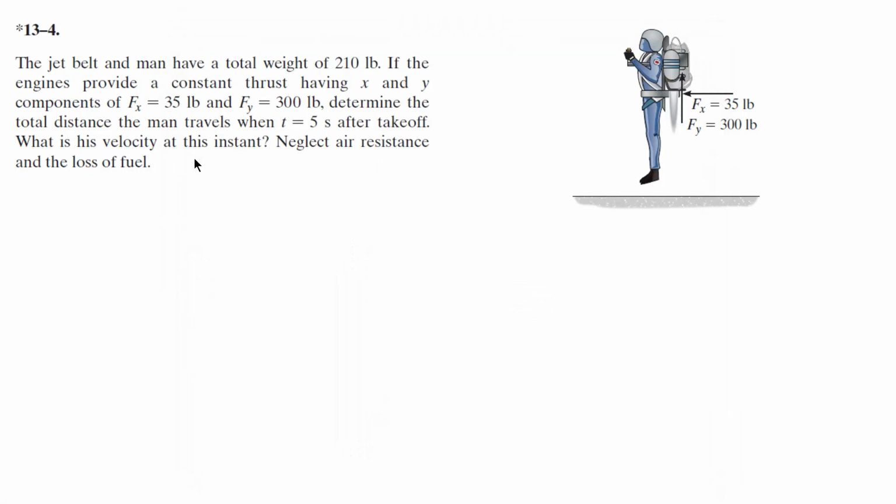Hello everyone, again. This is another problem. We have a jet belt with a man of 200 lb weight, and the engines provide a thrust in the x direction of 35 lb, and in the y direction 300 lb. Determine the total distance the man travels 5 seconds after takeoff. What is his velocity at this instant? And as always, we will start by writing the force balance.